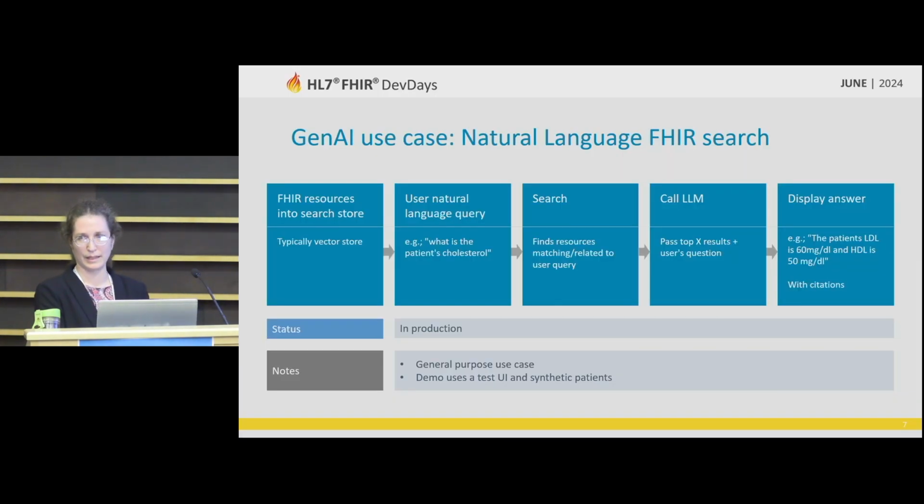Use case number 3 is a little bit more open-ended, and this is in production now. The first 2 that I talked about are very discrete, narrow use cases. We want a problem list, we want a discharge summary. This is general purpose. We just want to let anybody who needs to ask a natural language question and get it answered from our FHIR store. So that's natural language FHIR search.